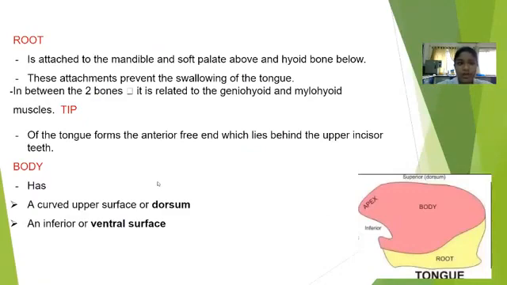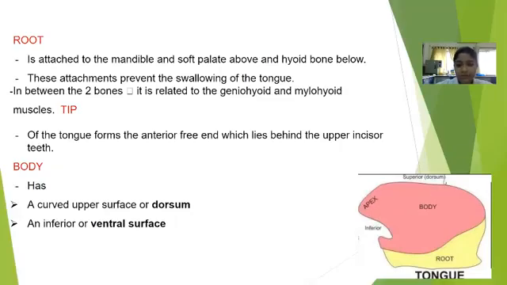So coming to the root, it is attached to the mandible and soft palate above and the hyoid bone below. These attachments prevent the swallowing of the tongue. In between the two bones, it is related to the geniohyoid and mylohyoid muscles. So coming to the tip of the tongue, the tip forms the anterior free end, which lies behind the upper incisor teeth here.